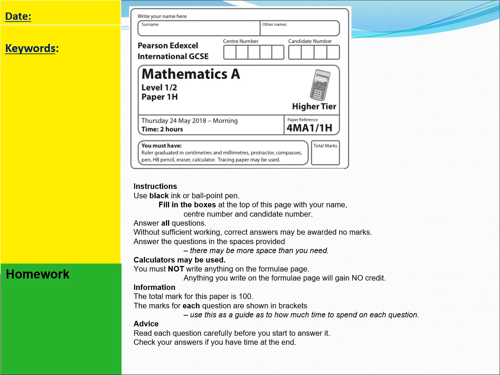Today we are going to look at May 2018 IGCSE paper 1H, and we'll be looking at the first 5 questions and we'll be looking at the step-by-step solution of those questions. Now if you look at the test paper, I have put the first cover page of the test paper on our first slide. It says Mathematics A level 1-2 paper 1H, right? And this is the higher paper, which clearly is shown here.